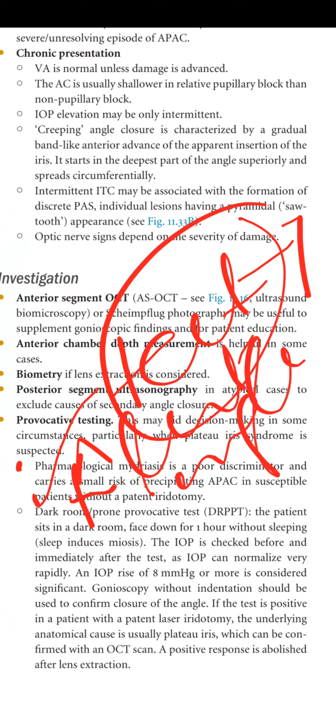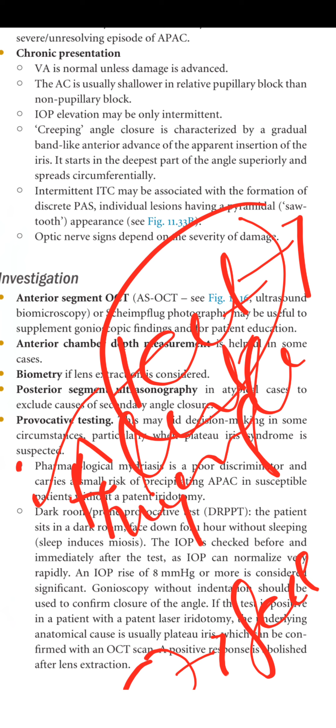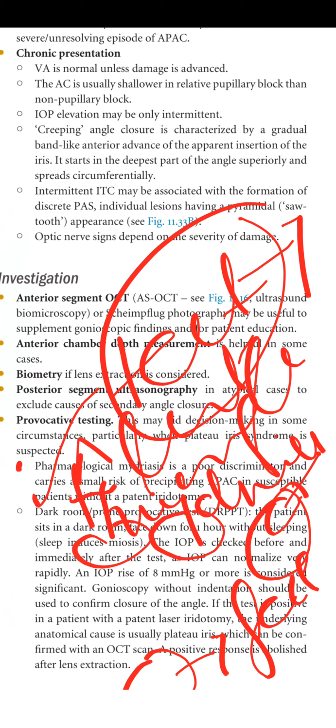And it will give us the idea about the angle closure. So the patient is asked to sit in the dark room and face down. What it will do is basically induce mydriasis. As it is inducing mydriasis, there will be occlusion of the angle, and the IOP is raised. So IOP is checked before and after the test, and if it is more than 8 millimeter mercury, it is considered positive.